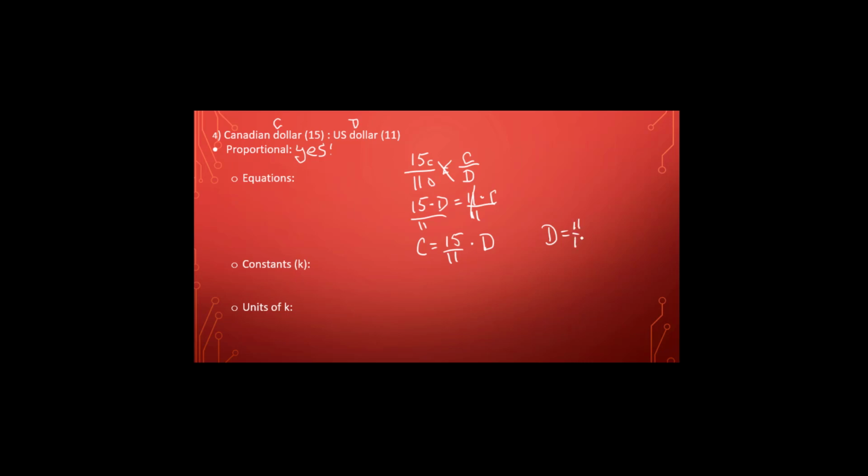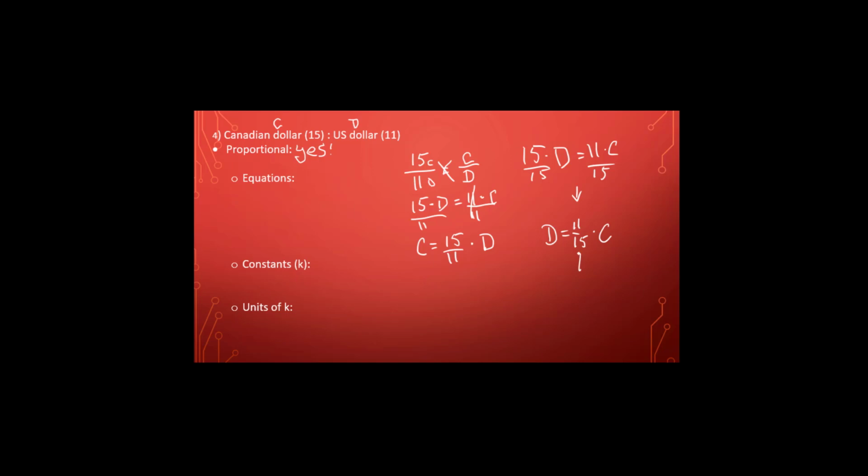11 over 15 times C. Now what you can do, if you don't see this, you can always just stick with the cross multiplication product and divide both sides by 15, and you'll get that. But these are reciprocals, or multiplicative inverses. So now I'm gonna leave this one alone.